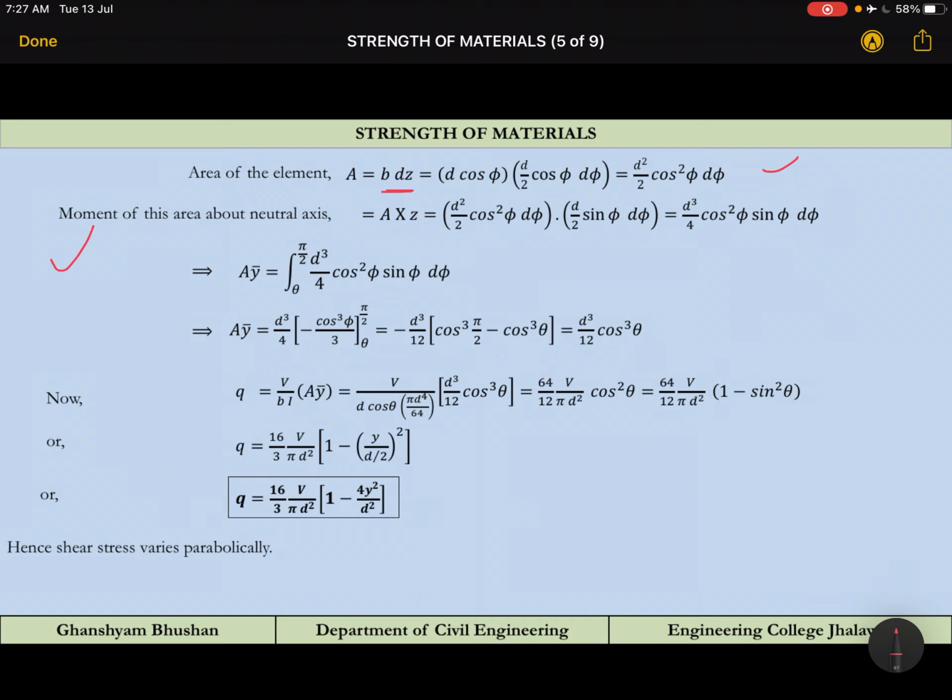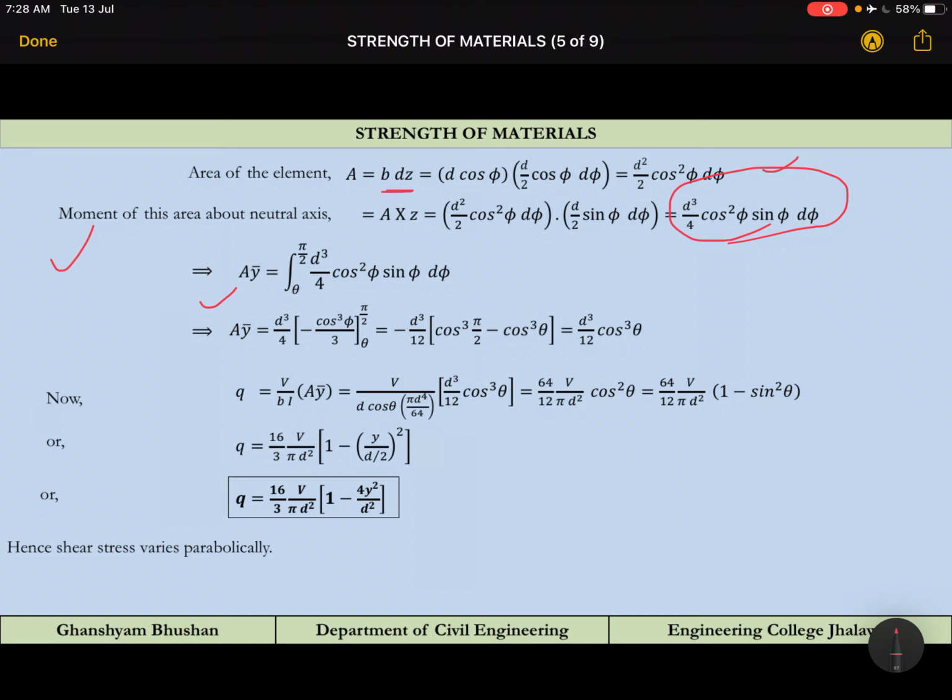Now moment about neutral axis of this area will be how much? We have to multiply by the z. So A into z, z also we have calculated. So finally you are getting the moment of this particular strip about neutral axis as d cube by 4 cos square phi sin phi into d phi. Now we want to calculate A y bar. So for that we have to integrate it from theta to pi by 2.